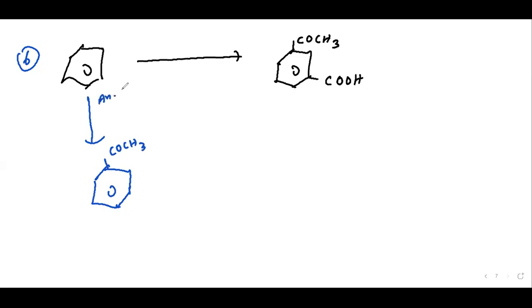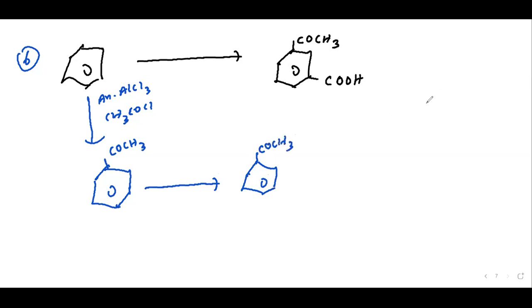How to add COCH3? Anhydrous AlCl3 and CH3COCl. Then you can add to the meta position CH3, having that in your mind, and oxidize that to get COOH. You can get the COOH from CH3. How? By oxidizing agent, by adding acidified KMnO4. So I'll write here, COCH3 is a meta director.